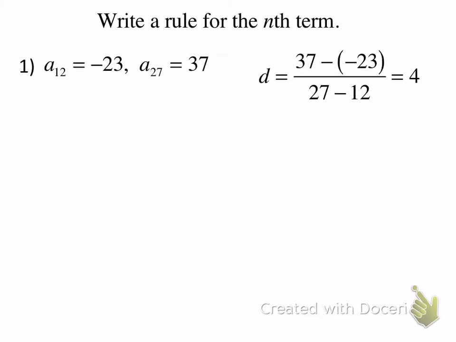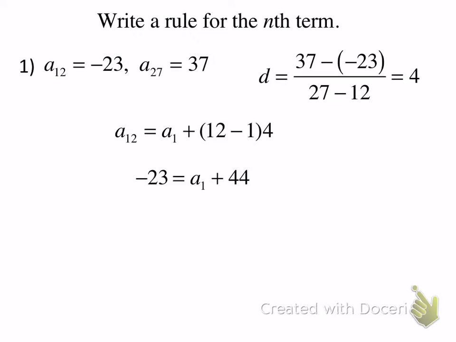A of 12 is equal to a of 1 plus the quantity of 12 minus 1 times 4. What else can I substitute in here? Yes, the 12th term, which is negative 23. So this is really 11 times 4, which is 44. Right? And I'm substituting in my negative 23. Now what?